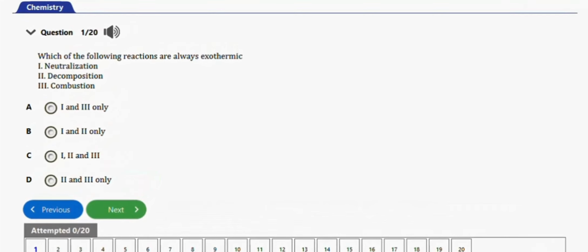In this video, we're going to learn how to solve these chemistry problems under energy changes. So guys, we have about 17 to 20 repeated questions to practice with in this video. Let's get started. The first question I have here says, which of the following reactions are always exothermic?